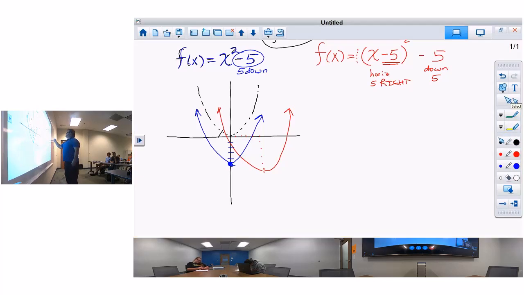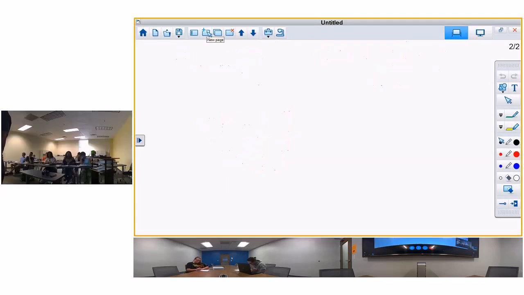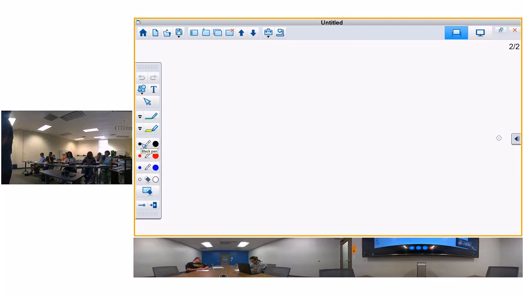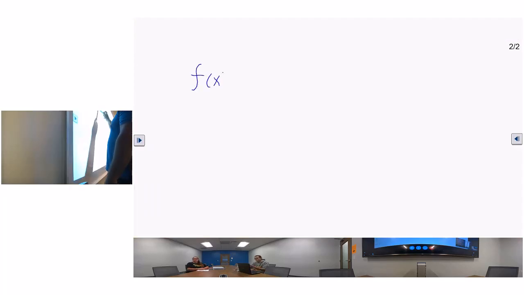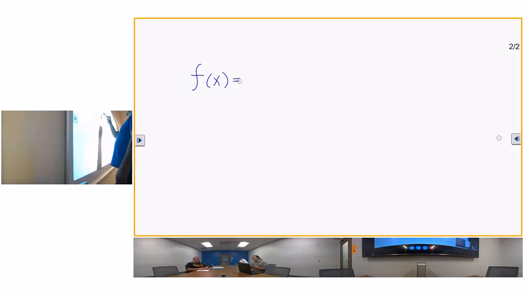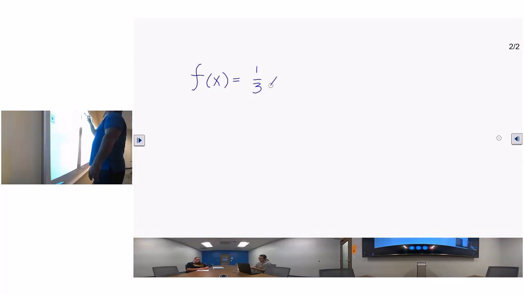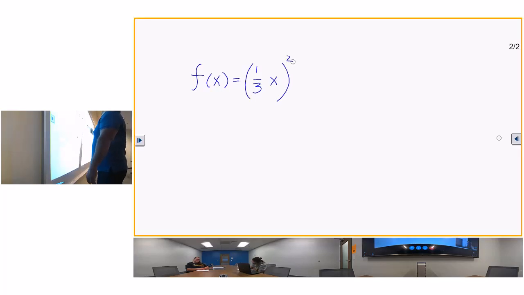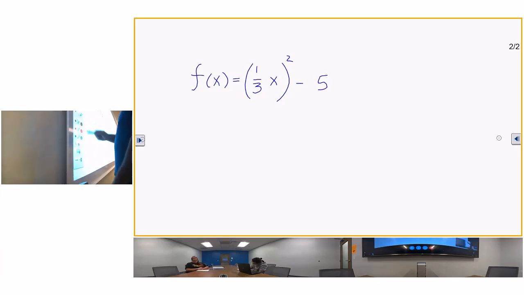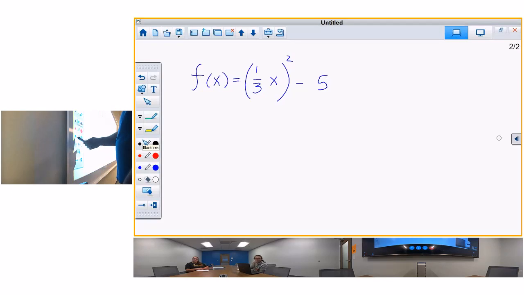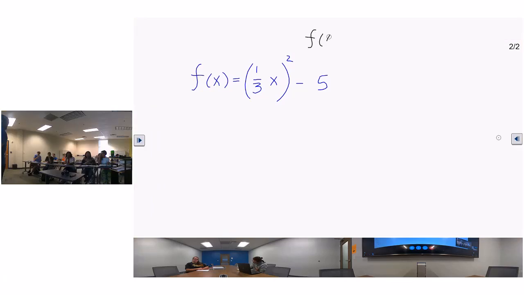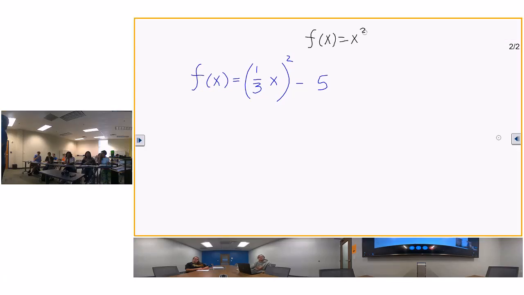f of x is equal to 1 over 3 x, that's in parentheses, squared, minus 5. Okay, let me put it in blue. Now, this one is another parabola. So I'm going to write up here, this is the parent graph, f of x is equal to x squared. Now, of course, it's got a fraction in it, so most of you will do what?